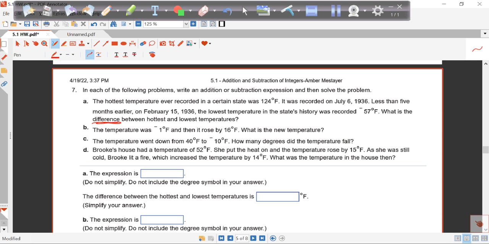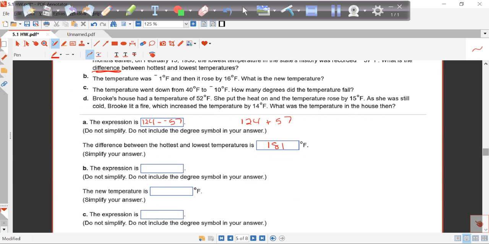So difference tells us we're going to subtract. So we're going to have 124 minus the -57, which we know is 124 plus 57, because minus and negative changes to plus, and we get 181.